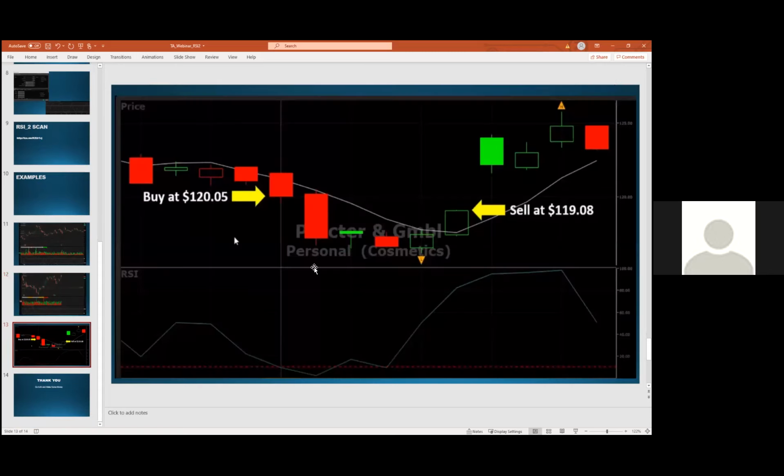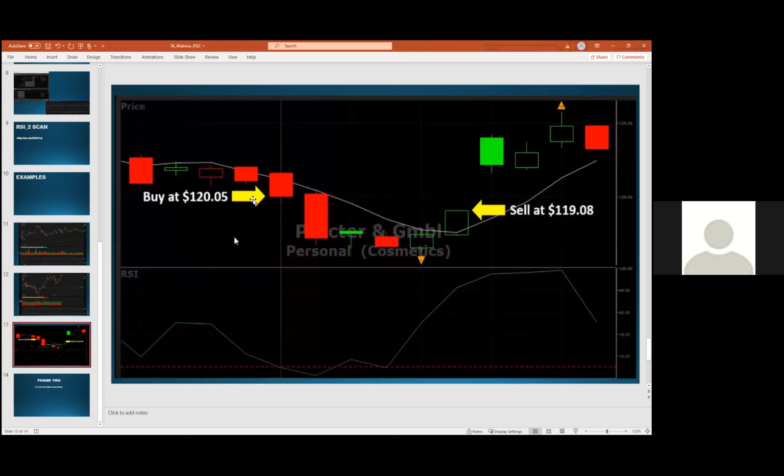Now, not to say that there may not be fake outs on this, and that's why you want to monitor your positions just like with any other strategy. This is not 100%. I would say this is a good 80 to about 90% success rate, as long as you're able to manage your positions and maintain good stop losses.